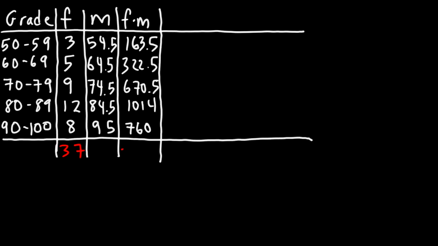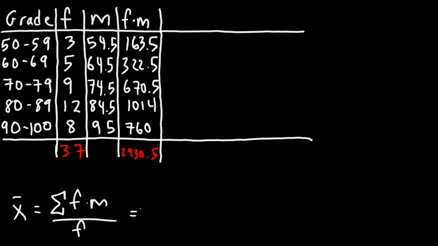So I got a big number. I'm going to see if I can fit it here. It's 2930.5. So now we can calculate the mean. So it's going to be the sum of the frequency times the midpoint values divided by the frequency values. So it's 2930.5 divided by 37. And so that's about 79.2.